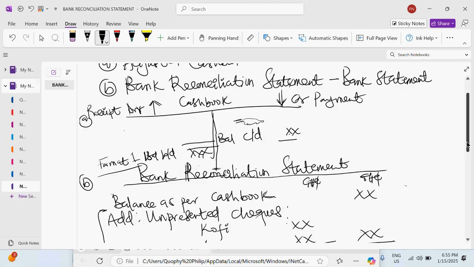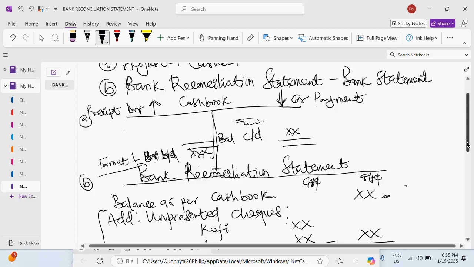This brought down would begin the balance as per the cash book. So the balance as per the cash book is this balance brought down that we are seeing. That's what we use to start our bank reconciliations. So the balance as per the cash book that we have adjusted. If it is 2,000, this place will also be 2,000. So that is the first format that I'm talking about, right?